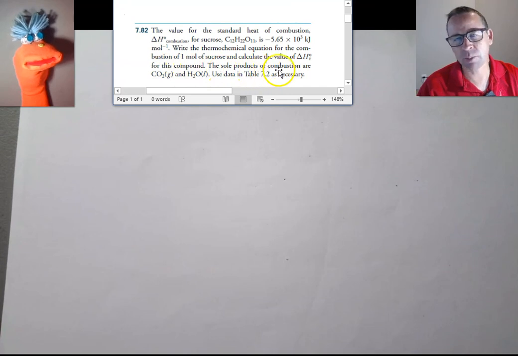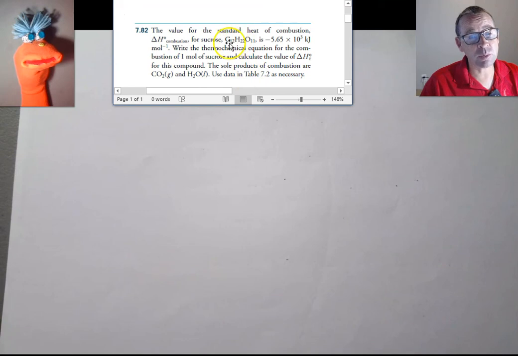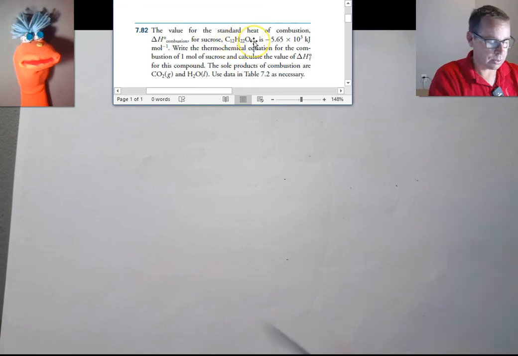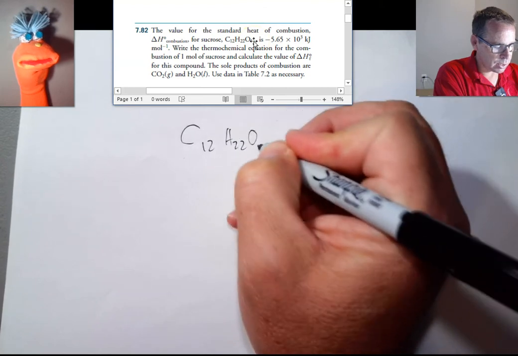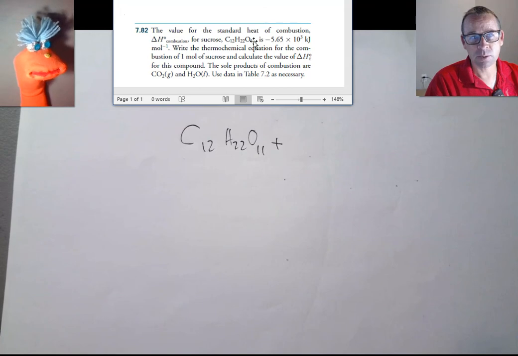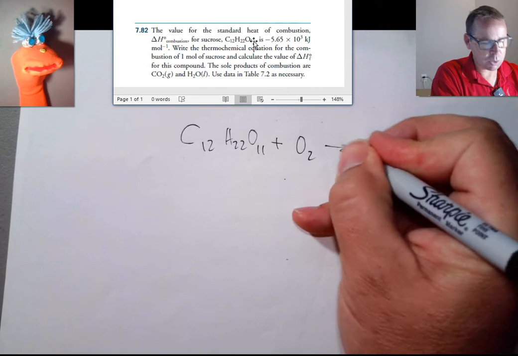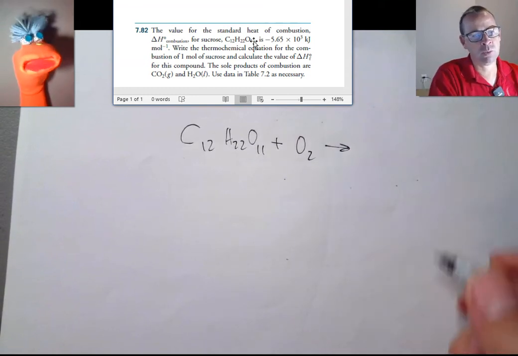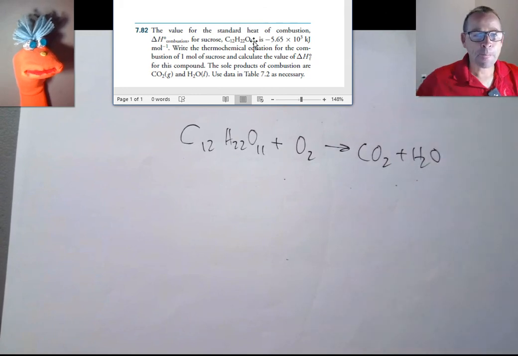The sole products for combustion are, again, like you said. So sucrose, chemical formula C12H22O11. Sucrose combusting. So what do I combine it with? Oxygen gas. That's right, oxygen gas. And then what are our products? Carbon dioxide and water. Very good.